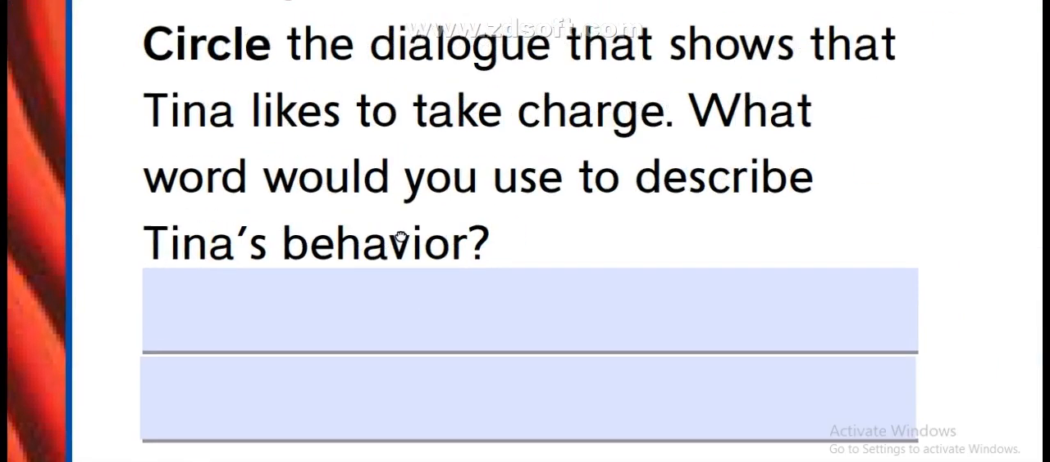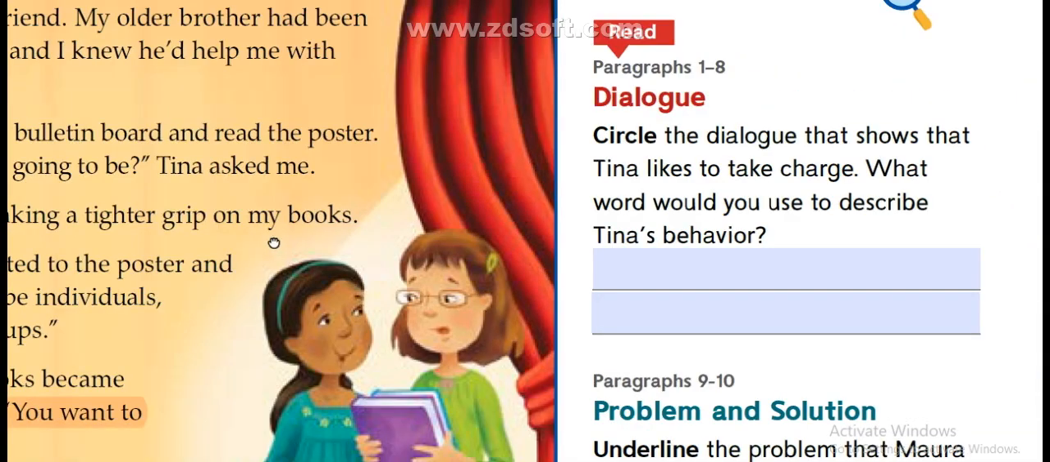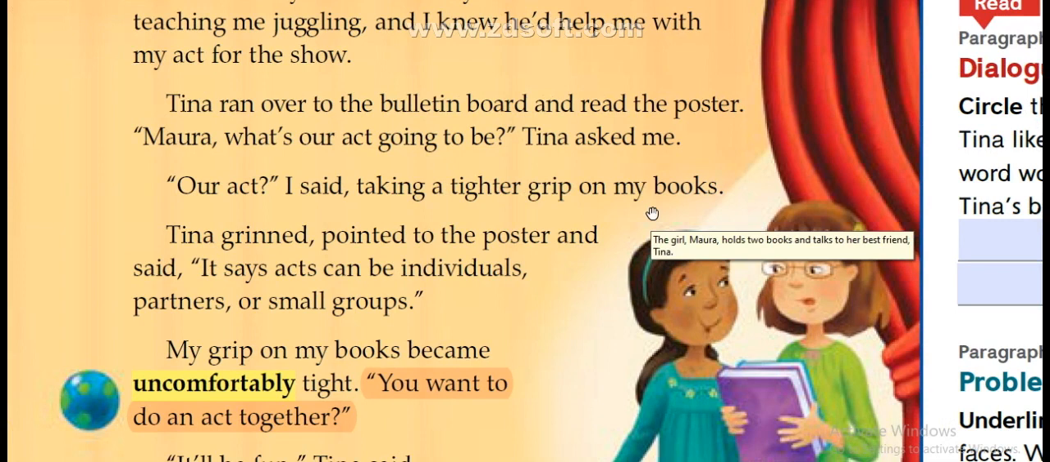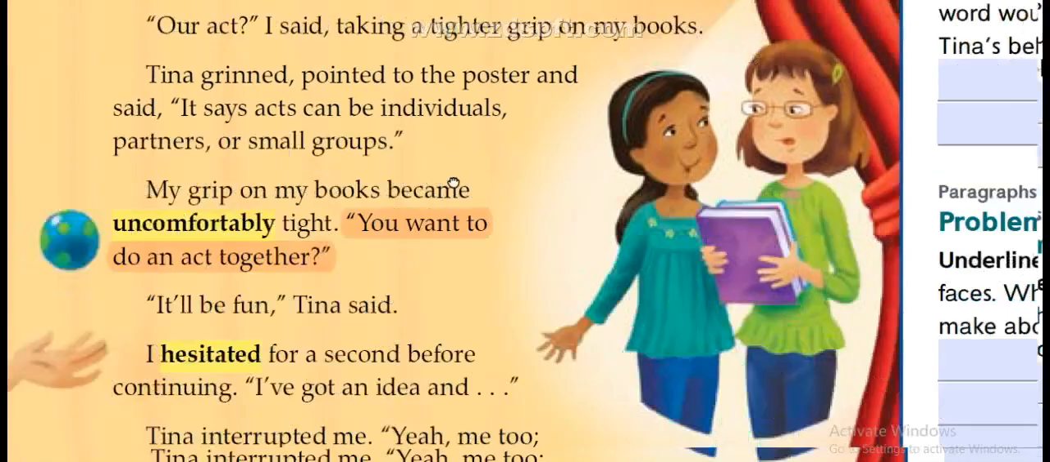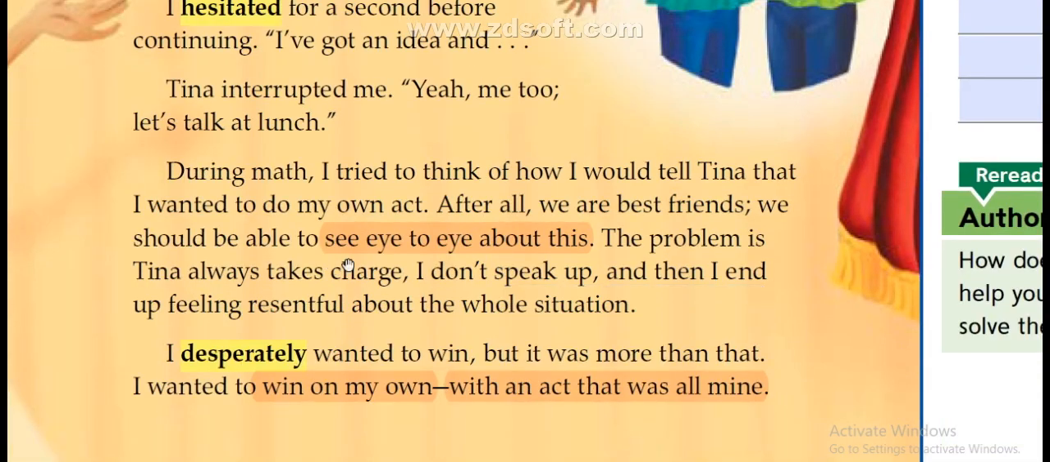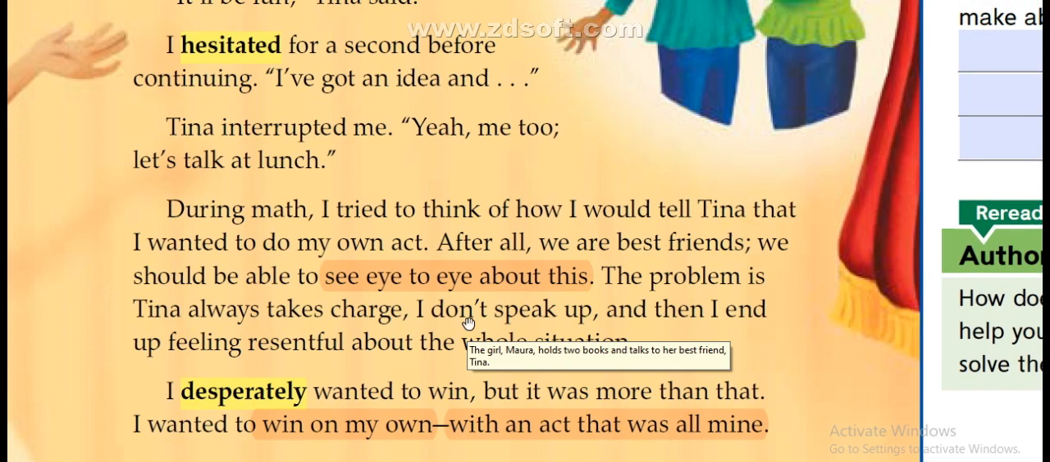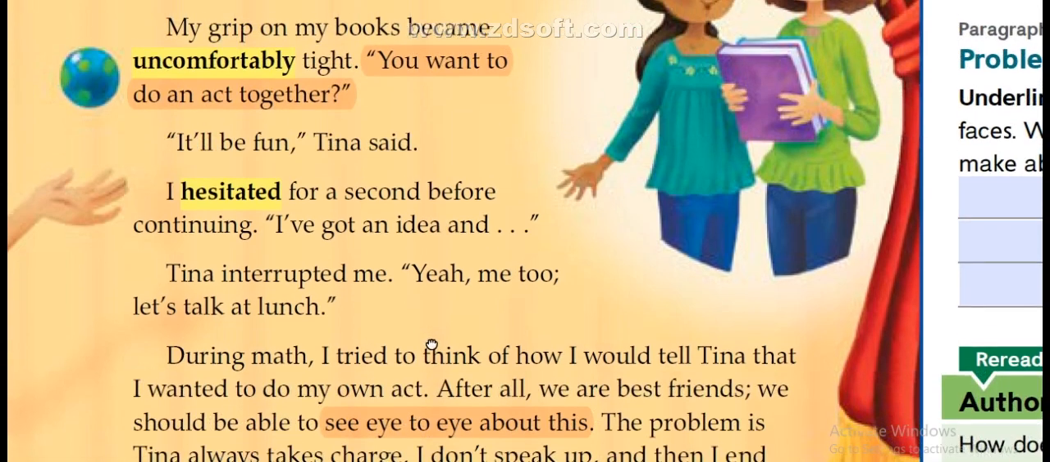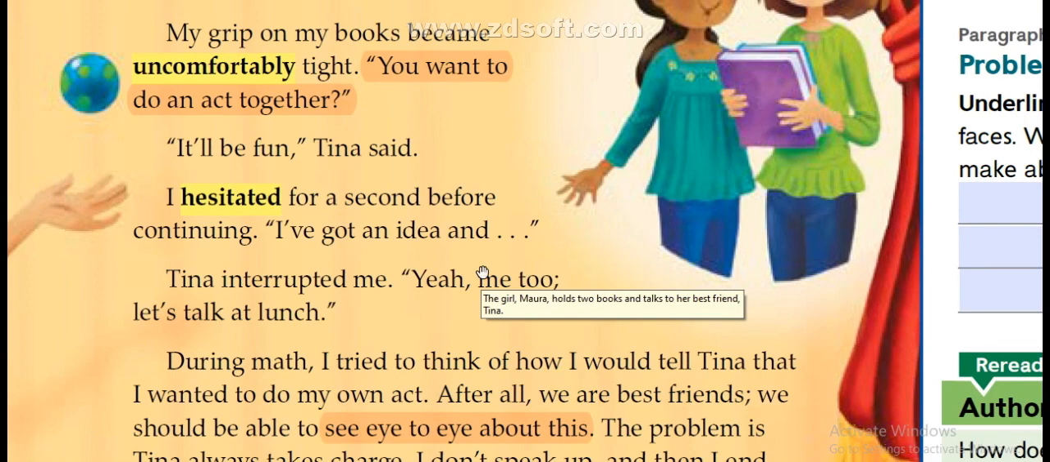Now, let's read the question. Circle the dialogue that shows that Tina likes to take charge. We should circle the dialogue, so we should find a dialogue, not a normal sentence, that tells us that Tina is always taking charge. Which dialogue helped us know that? We cannot choose the sentence here, which is Tina always takes charge. I don't speak up, and then I end up feeling resentful about the whole situation. We cannot choose this sentence as the answer. Why? Because they want a dialogue, not a sentence like this.